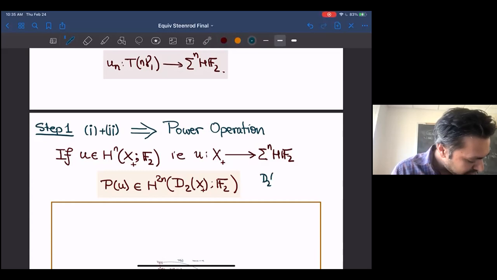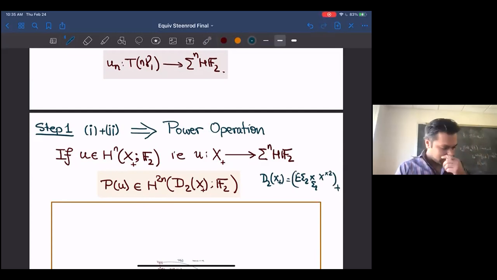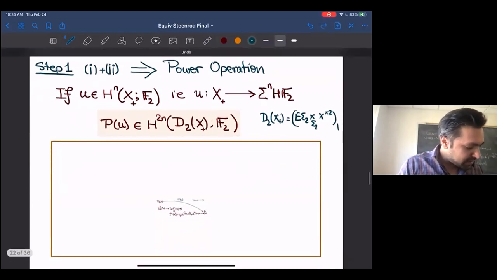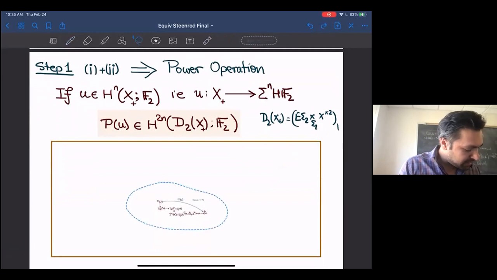D2 of X plus as E sigma 2 cross over sigma 2 X cross 2 with a disjoint base point, I think. Okay, base point always confuses me. So if I'm making a mistake, please ignore. And how is this constructed? Well, the construction is fairly simple.